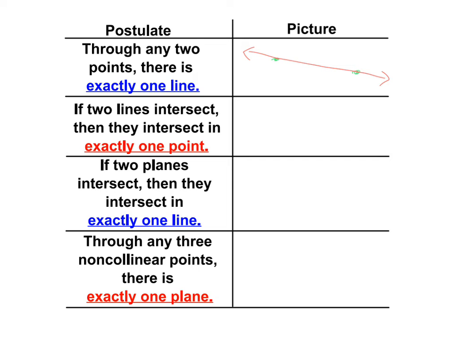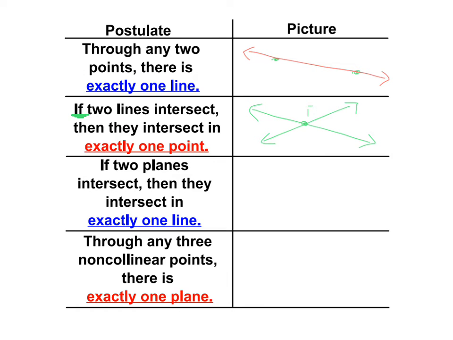The second postulate is if 2 lines intersect, then they intersect in exactly 1 point. And notice the word if here, that's big. If 2 lines intersect, it is possible to have 2 lines that don't intersect. Those would be parallel lines. But if our lines do intersect, they'll always intersect at exactly 1 point. So go ahead and draw 2 lines that intersect, and I'm going to make this point T.